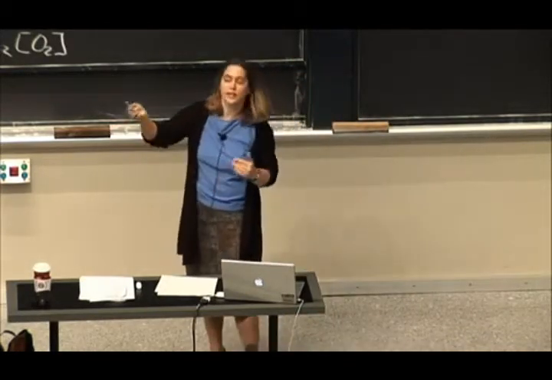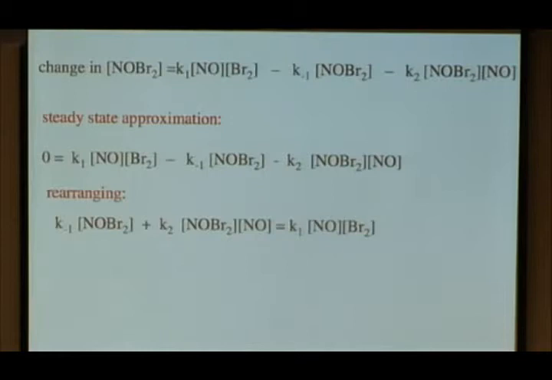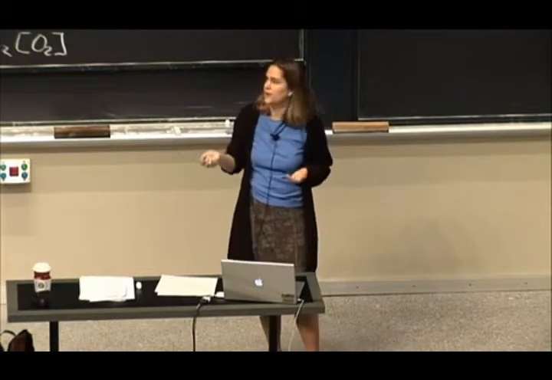Now we can set this all equal to 0 and solve for the concentration of our intermediate. Rearranging, we bring our intermediate terms to one side: the rate at which it's decomposed and consumed is equal to the rate at which it's being formed. We can pull out our intermediate, so that's times k minus 1 plus k2 times NO, and that's equal to the rate at which it's being formed. Now we divide by that term, and we get an expression for the concentration of the intermediate in terms of our reactants and our rate constants.